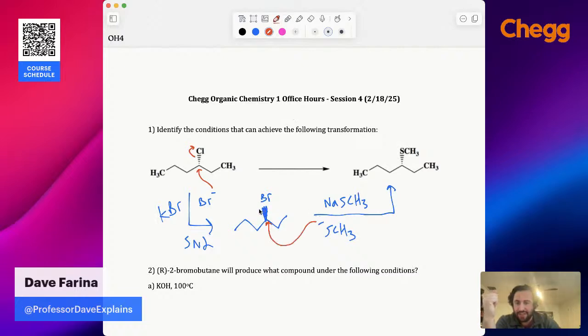SN2, backside attack, again, because it has to access the lowest unoccupied molecular orbital, which happens to be 180 degrees away from that carbon-bromine bond. It's going to do a direct backside attack. And so that will be another SN2, and that will get us to our product.